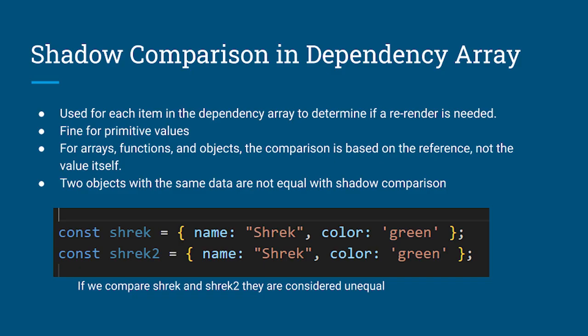One thing to be mindful of in the dependency array is that comparisons are done by shallow comparison. This comparison method is used for each item in the dependency array. While shallow comparison works fine for primitive values, it can lead to unexpected results when dealing with arrays, functions, and objects as dependencies. For these types, the comparison is based on the reference rather than the value itself. For example, if I create two different objects with the same data using shallow comparison, they are not equal, since I am comparing the references and these two different objects have two different references.